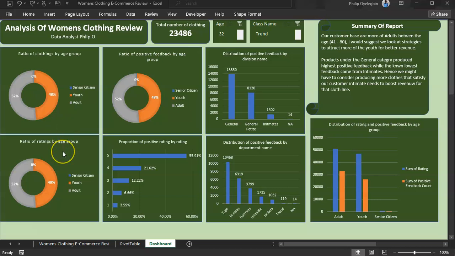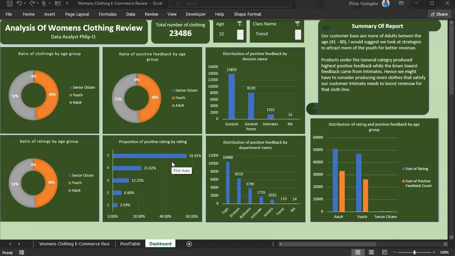Also, the ratio of ratings by age group, the adults give us more ratings compared to the youth. And also the ratio of positive feedback by age group, the adults give us more positive feedback compared to the youth.